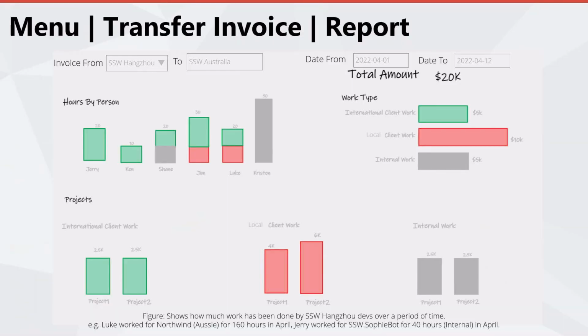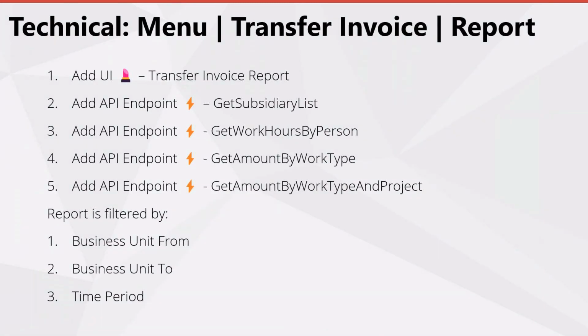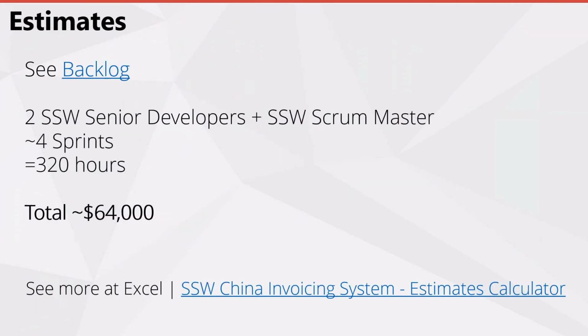The other last option that we have is the report. The report, you could choose an invoice, or you could choose a period. You would see which people have been working and what type of work they've been doing. Has it been internal or local or external, international work. And then you see the project breakdown. So between the different types of work. So that would be quite handy. To get that done, you need some UI, some endpoints, and some filters. And that's what you'll need there.